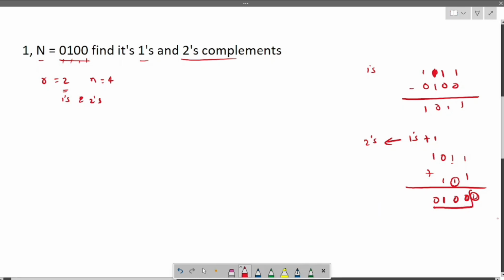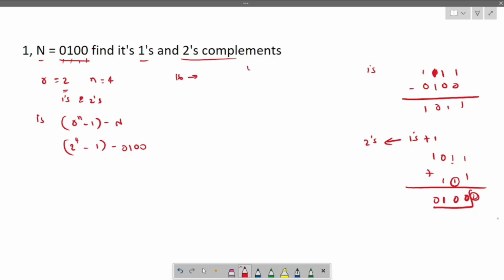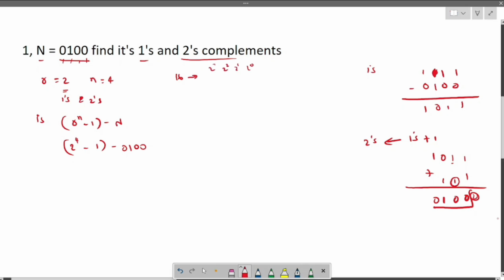Now let us see the same thing with the formula. For 1's complement, it is r power n minus 1 minus N. Here r is 2, power n is 4, minus 1, minus the number 0 1 0 0. Now 2 power 4 is 16. You need to write 16 in terms of powers of 2: 2 power 0, 2 power 1, 2 power 2, 2 power 3, and 2 power 4, which is 1 0 0 0 0, that is 16.